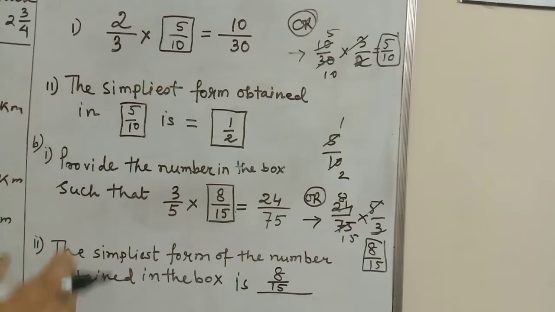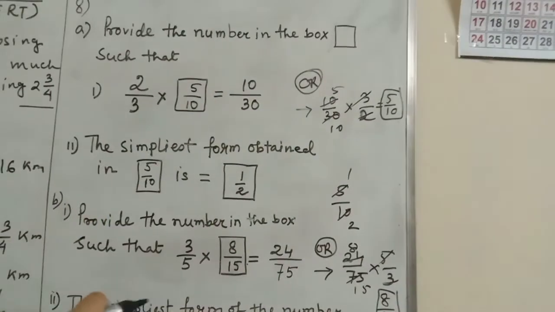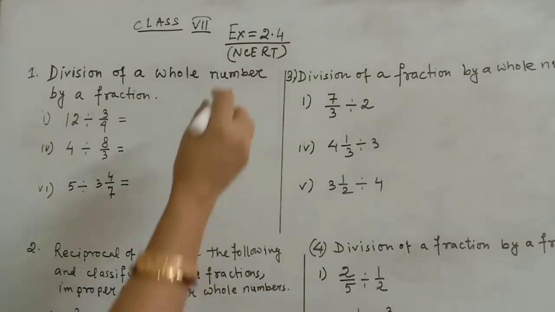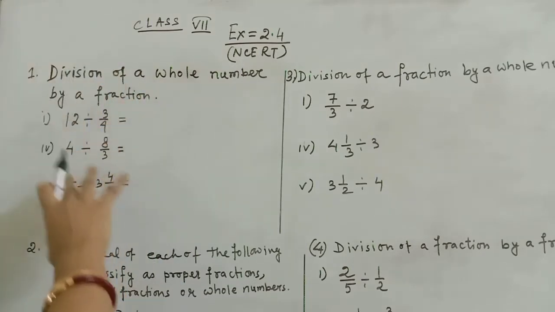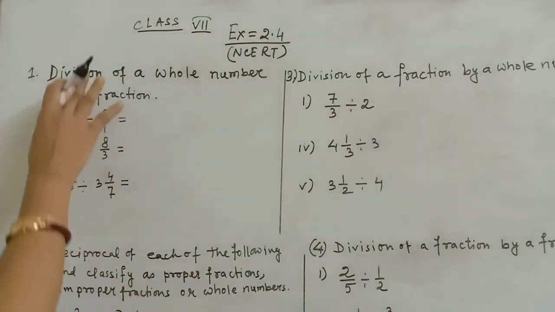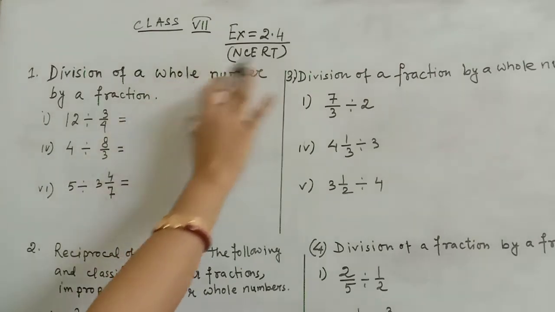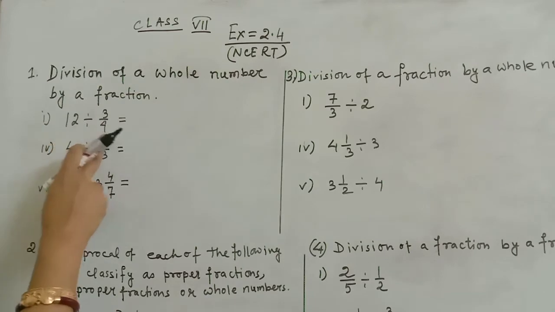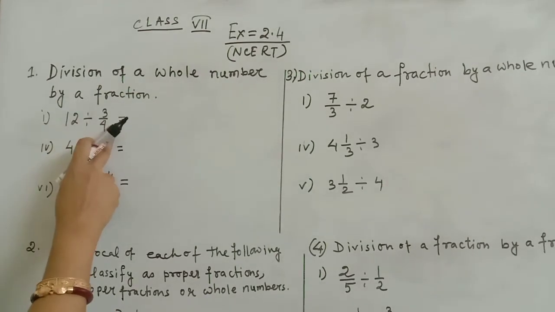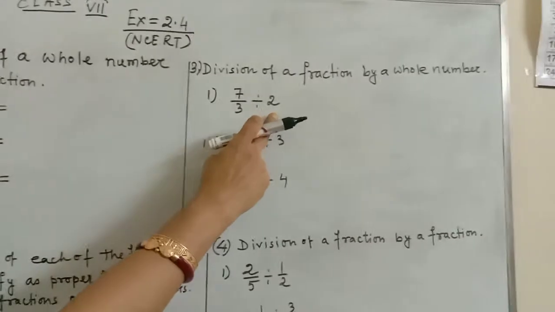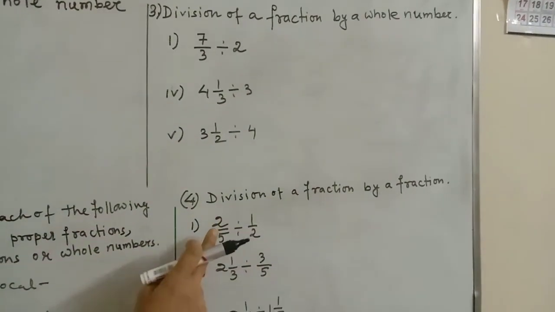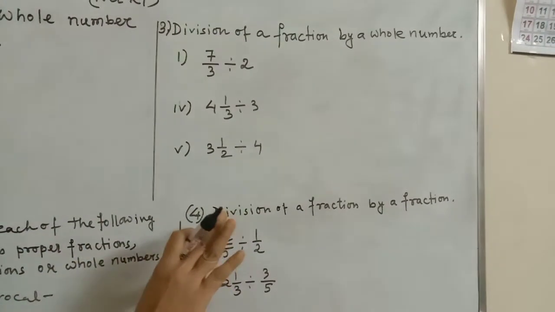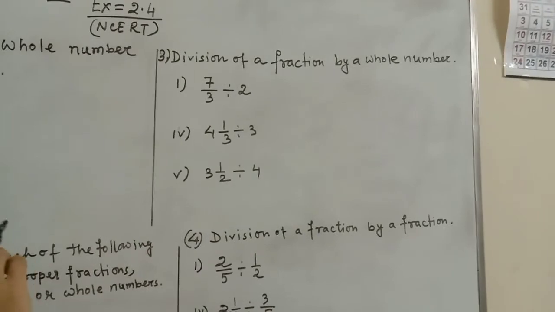Then as this exercise is over, now we will start exercise 2.4. In this exercise 2.4, it is all about division of fractions. Here we will do three types. First one is division of a whole number by a fractional number. Second one, a fractional number by a whole number. Then third one is a fractional number by a fractional number. These are the three types of divisions we have to do in the fraction chapter.